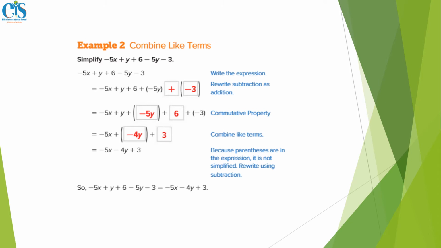Because the expression has no parentheses and no like terms, it is simplified. We rewrite using subtraction. And that's how we arrive at negative 5x minus 4y plus 3.